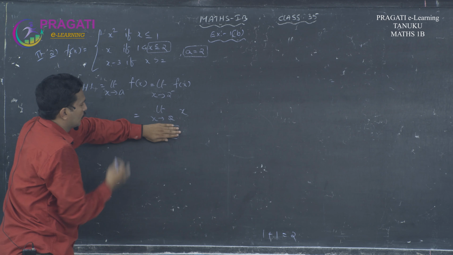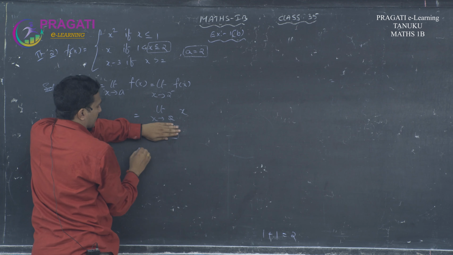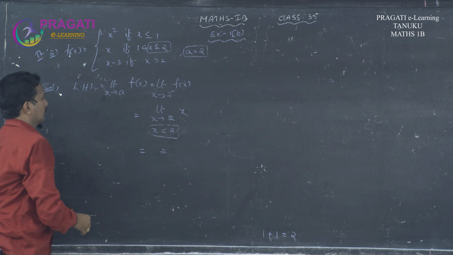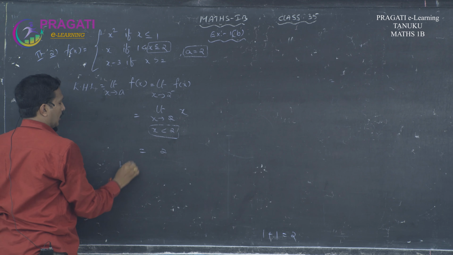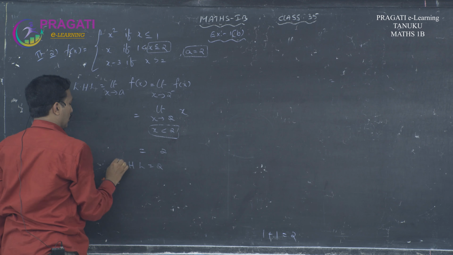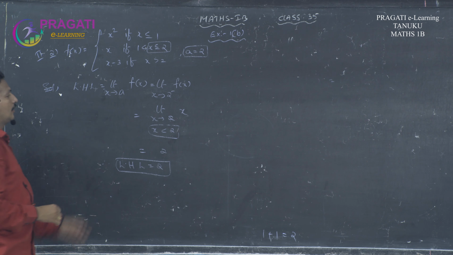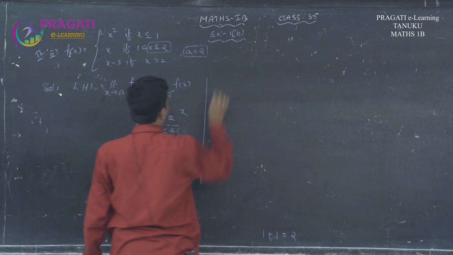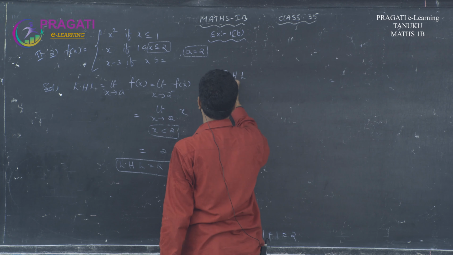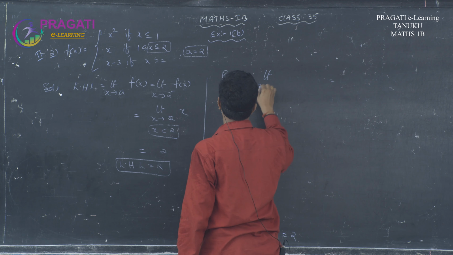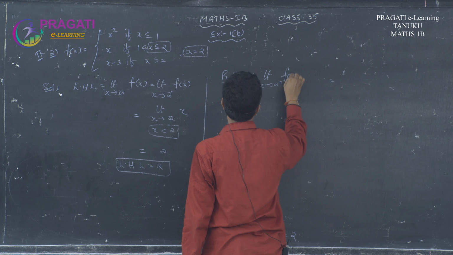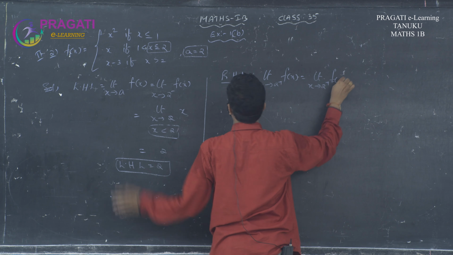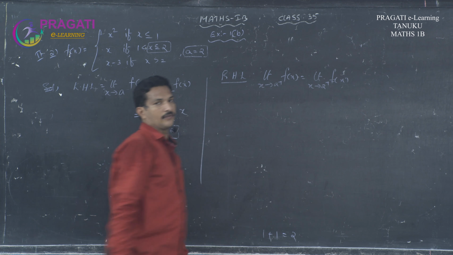The remaining problem is limit x tends to 2 of x. By direct substitution, we write x plus 2. Then the left hand limit is equal to 2, or it is written as limit x tends to 2 minus f of x is equal to 2. Now, to find the right hand limit. The right hand limit means limit x tends to a plus f of x, that is, limit x tends to 2 plus f of x.